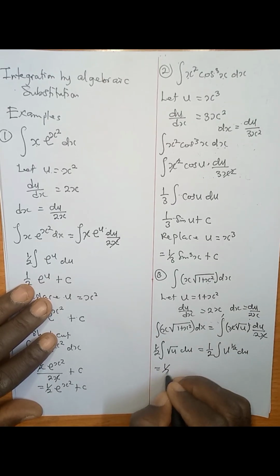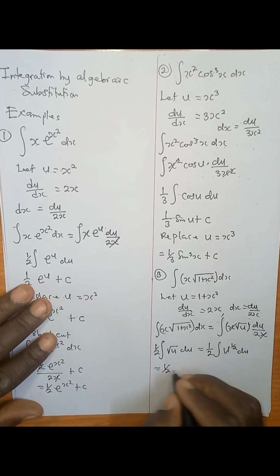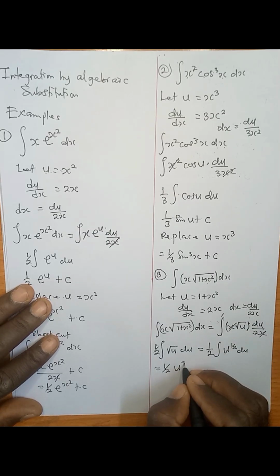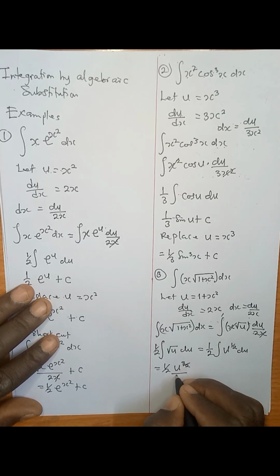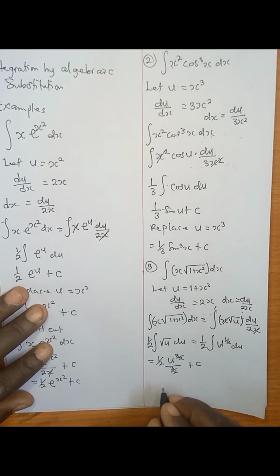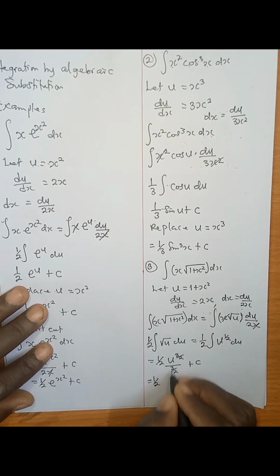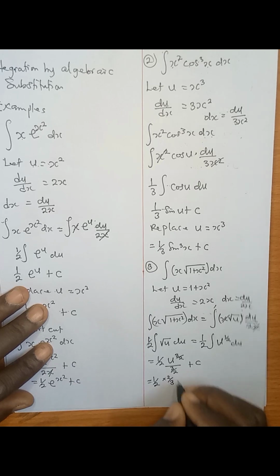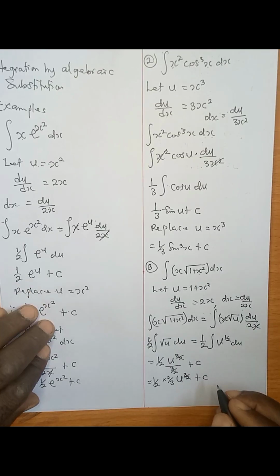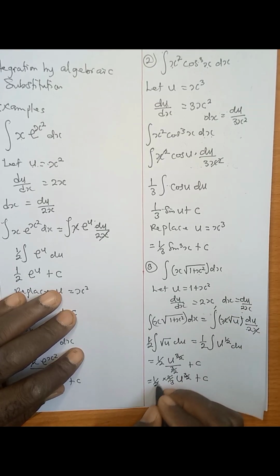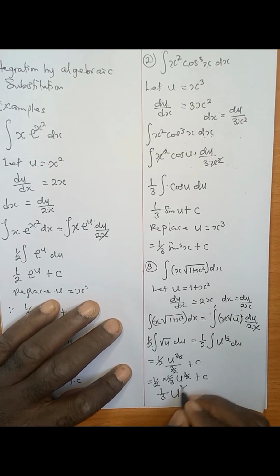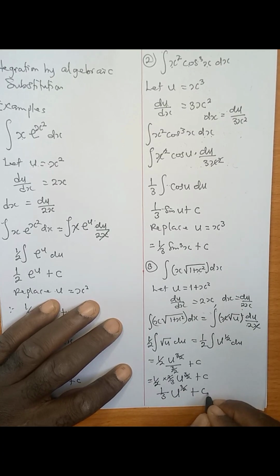Then from here we have 1 over 2. When we integrate u raised to power 1 over 2, we add 1 to the power, it will be half plus 1, this will be 3 over 2. Then we divide it by the new power, which is 3 over 2, plus the constant of integration. Then from here, we now have 1 over 2 times 2 over 3, u raised to power 3 over 2, plus the constant of integration. This cancels this. We have 1 over 3 u raised to power 3 over 2 plus c.